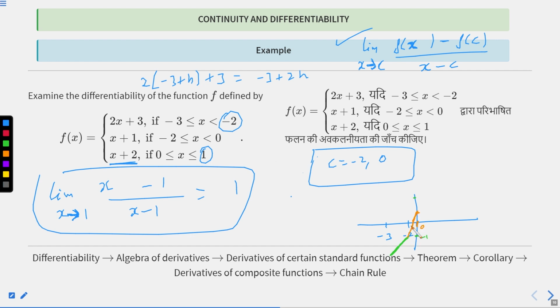Okay. As you can see, at minus 2, what are you getting? At minus 2, you are getting minus 1. So your graph will be like this.